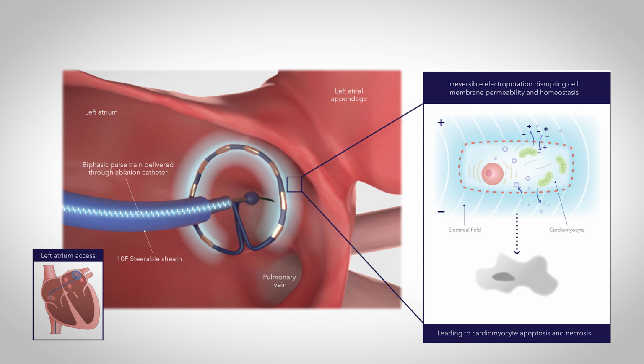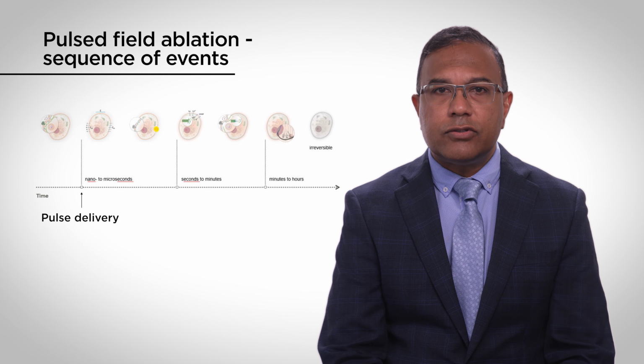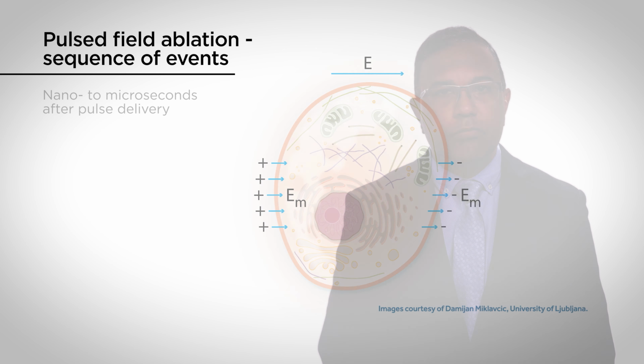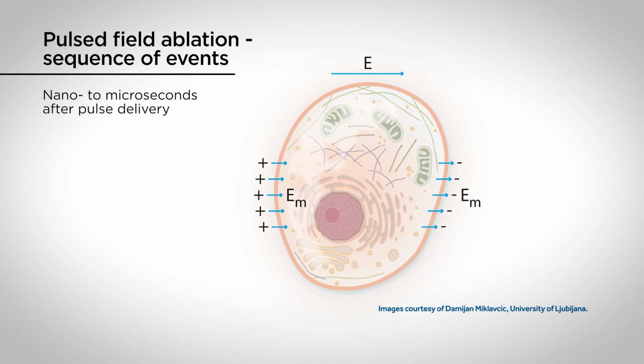When cells are exposed to high electrical field gradients, this induces a permanent hyperpermeabilization of the cell membrane, which leads to cell death. Here's an example demonstrating the transient pore formation in the cell membrane just nanoseconds after the electrical field is applied. Now, how does this work? Well, nanoseconds after pulse delivery, temporary pores are formed in the cell membranes, making the membranes hyperpermeable and disrupting the cellular steady state, otherwise called homeostasis.